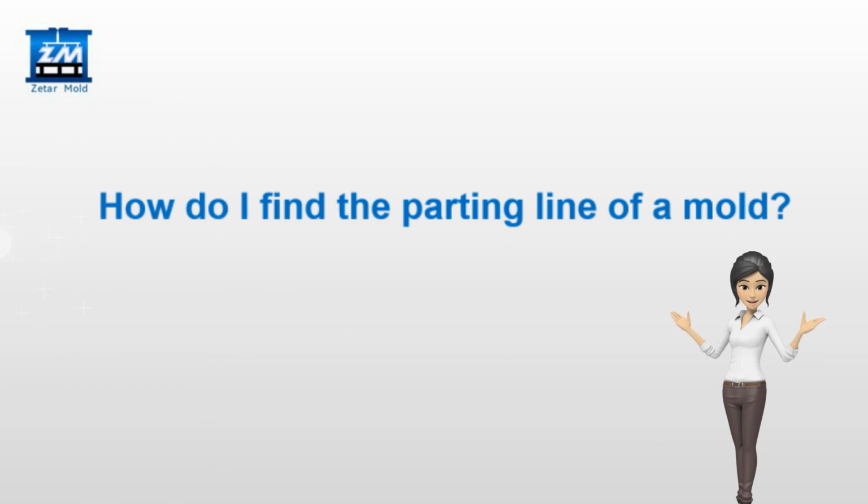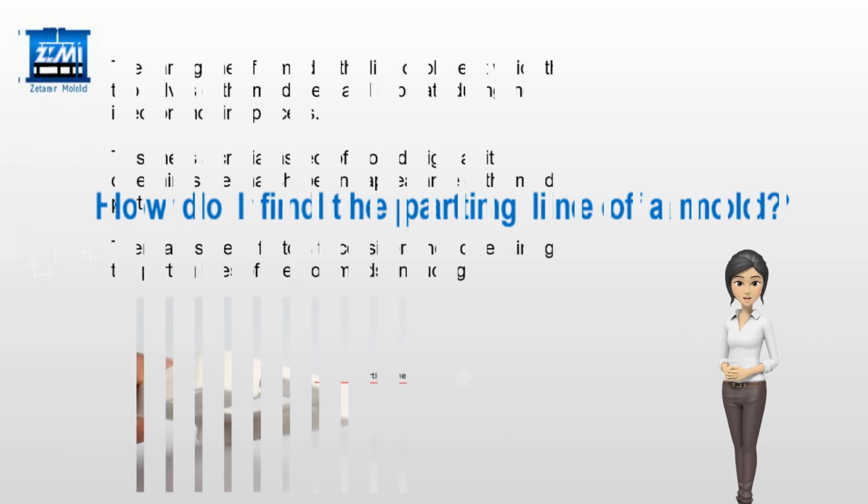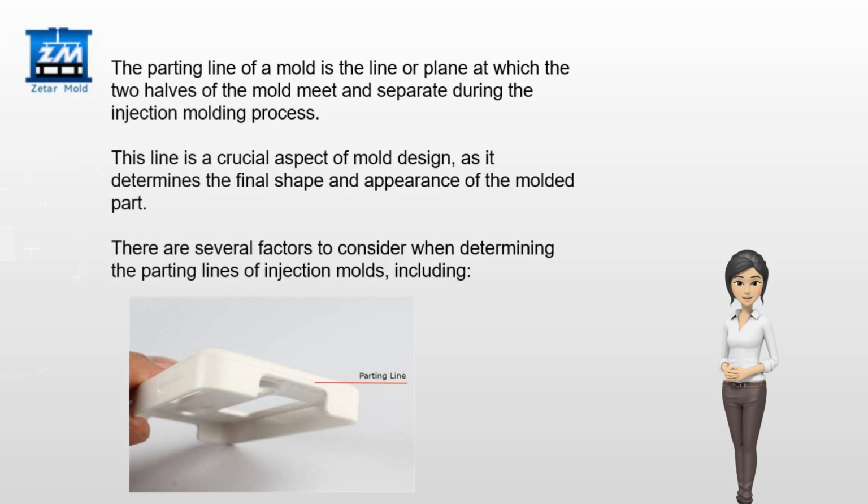How do I find the parting line of a mold? The parting line of a mold is the line, or plane, at which the two halves of the mold meet and separate during the injection molding process.